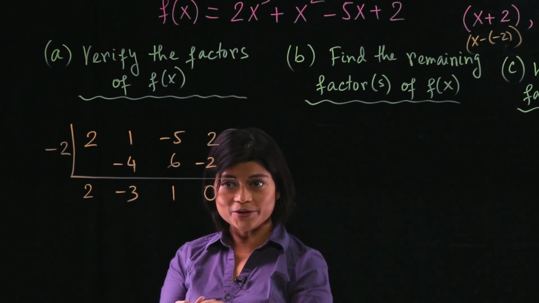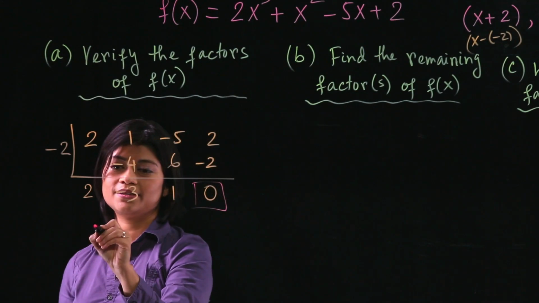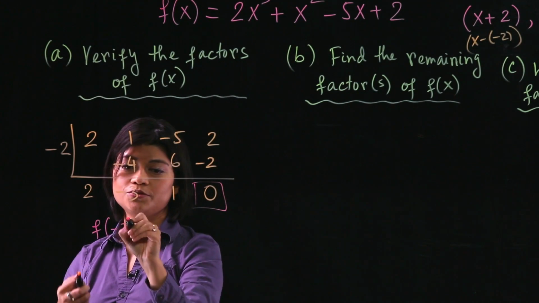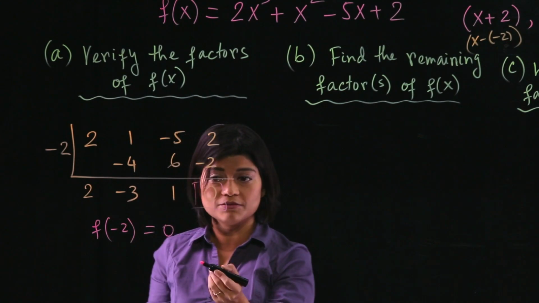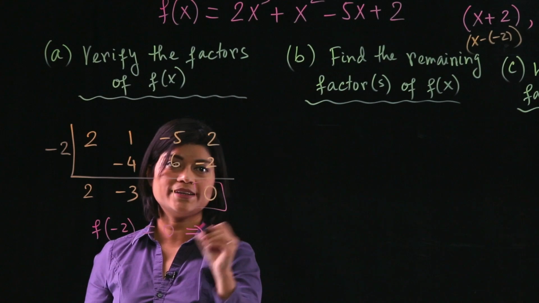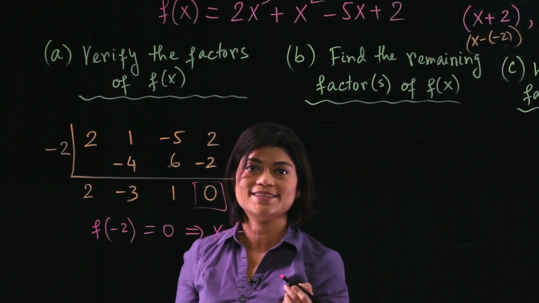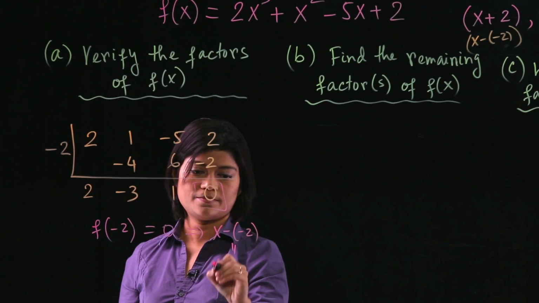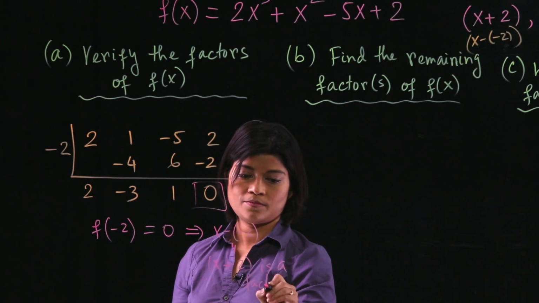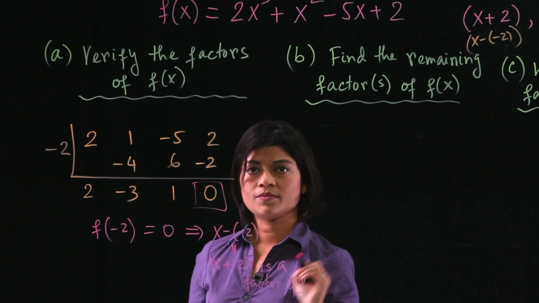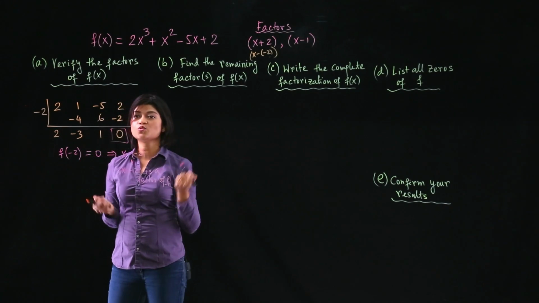So remainder 0 means, by the remainder theorem, that f of negative 2 is the remainder, which is 0. That means negative 2 is a 0 of the function, which means that yes, x minus negative 2, which is x plus 2, is a factor. Okay, so the first one is checked. Now we have to check x minus 1.